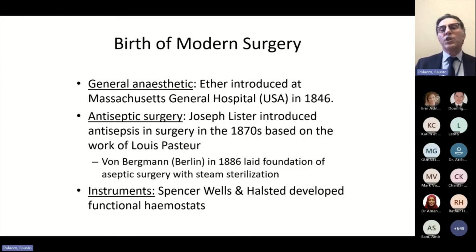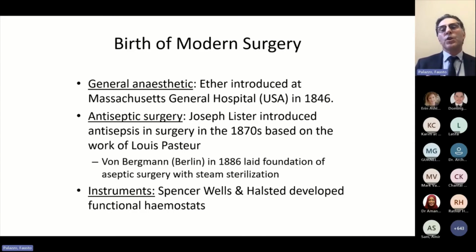And then you had the issue of sepsis, and Lister, who worked in Glasgow, used phenol, which was, I think, then known as carbolic acid, to sterilize surgical instruments, the skin, sutures, and so on. And then that was followed by Bergmann, who used steam sterilization of instruments. And these things are very important, because if you survived the operation, if you had antisepsis, then there's a chance that you might actually survive and not have an infection.